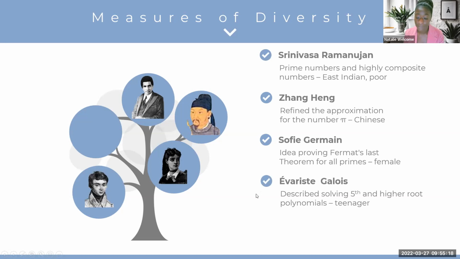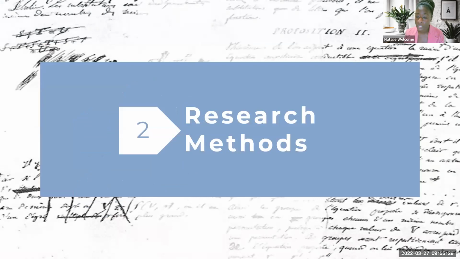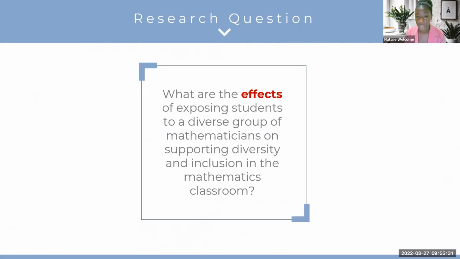Galois was a very young person. We consider that his measure of diversity. And also Euler, who was vision impaired. So these are some of the measures of diversity. We hope that as we pursue and seek the effects of exposing students to a diverse group of mathematicians, we are supporting diversity and inclusion in the classroom.